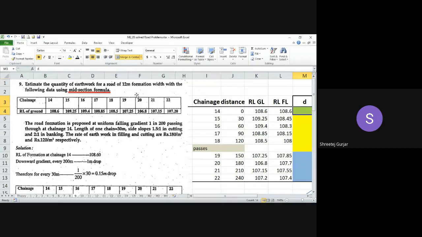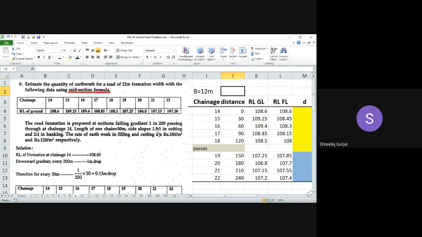They have given the top width of the road as 12 meters. Remember capital B. Let me just write down capital B is equal to 12 meters. Chainages have been given and the RL of ground has been given. The road formation is proposed at a falling gradient of 1 in 200 that passes through a chainage of 14. The length of one chain is 30 meters.